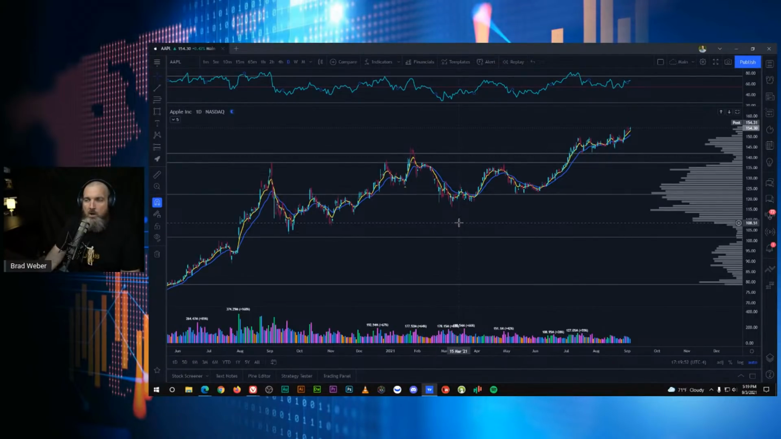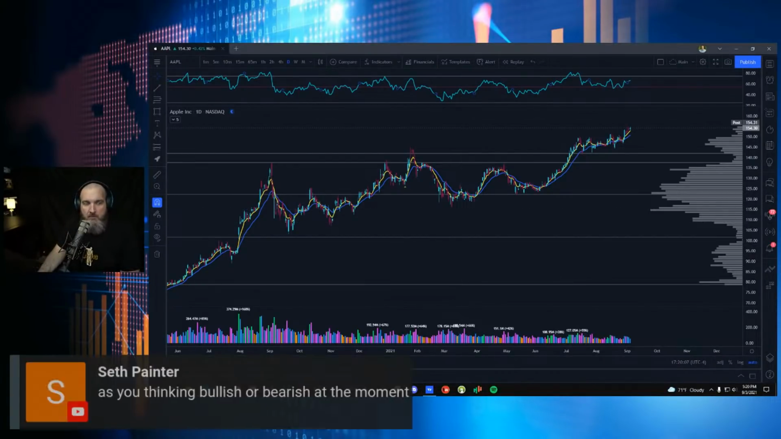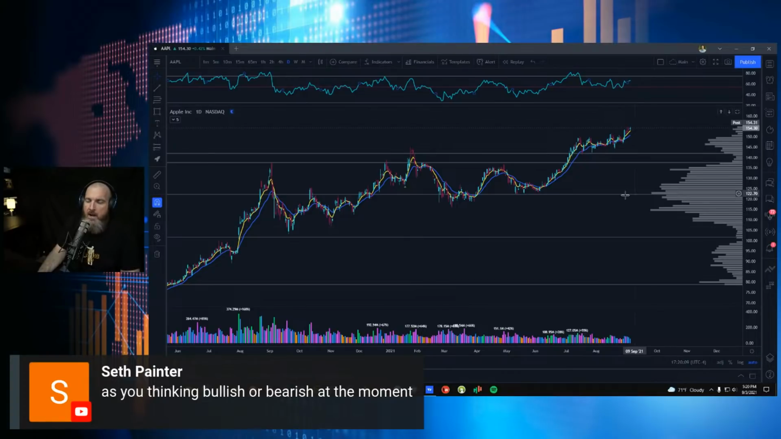So I'm more concerned with that middle line than I am with playing bounces, basically overbought or oversold. I'm just not concerned with that. I'm more concerned of trend and what possibly is coming. So Apple, to answer your question, I am extremely bullish on Apple.